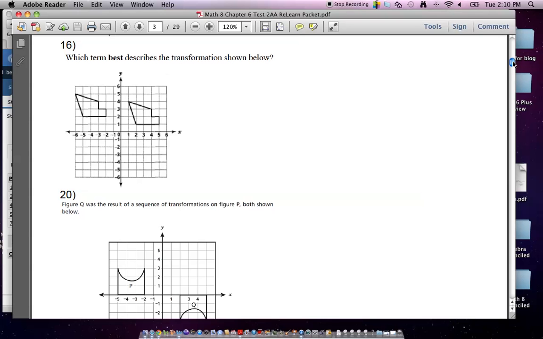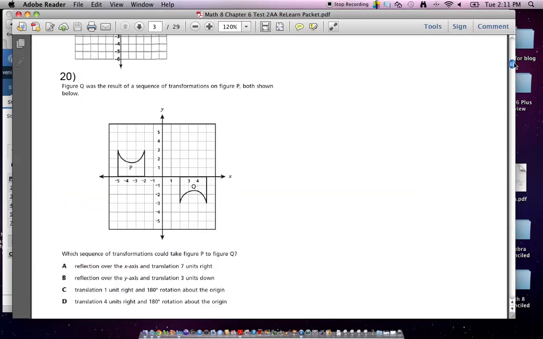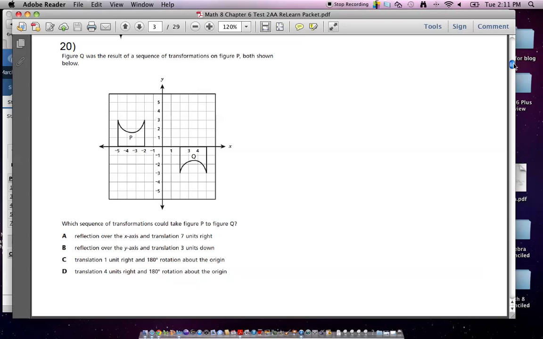And next up is number 20. And number 20 is, I think, a bit of a challenging question. Number 20 comes from a Common Core question that was released a couple of years ago. And it says, figure Q is the result of a sequence of transformations. That means more than one, both shown below. Which could it be? Well, let's talk about the first choice.